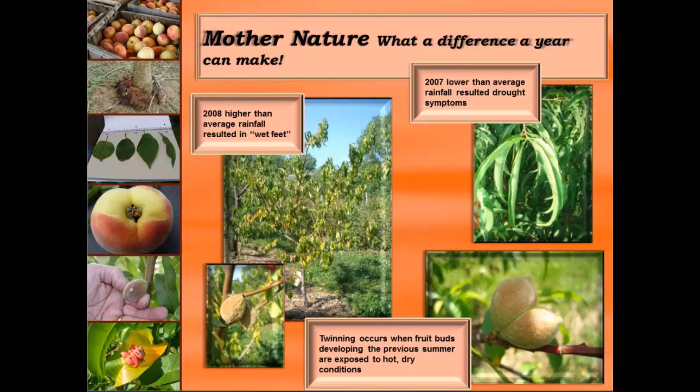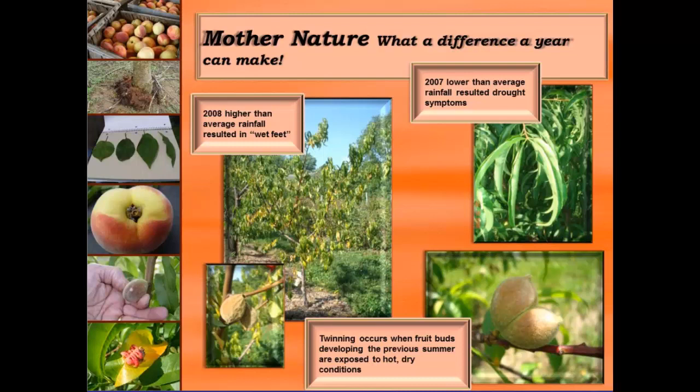And then in 2008, this poor tree had well above average rainfall. So again, it had wet feet. You can see the overall yellowing of the leaves. They're drooping again. Fruit failed to form. They shriveled up. And again, not disease.